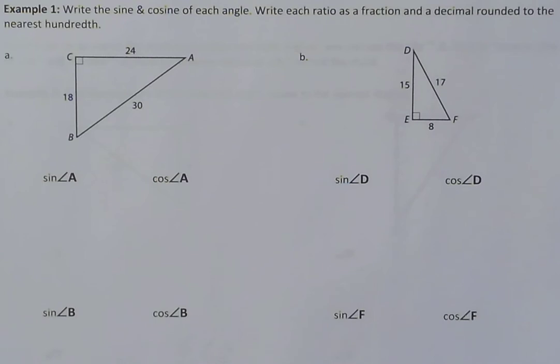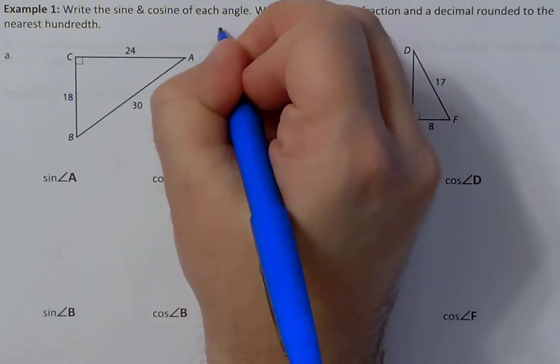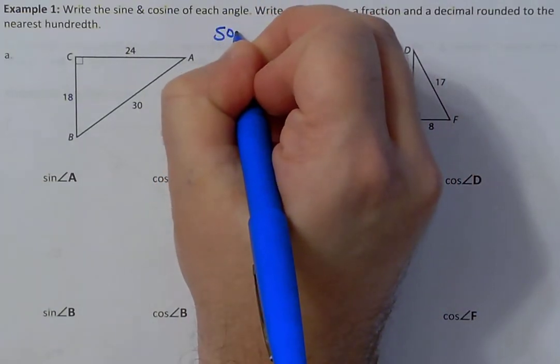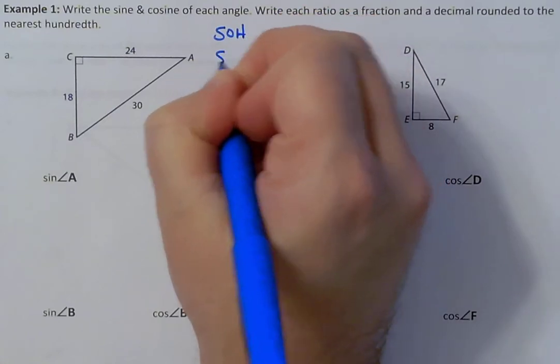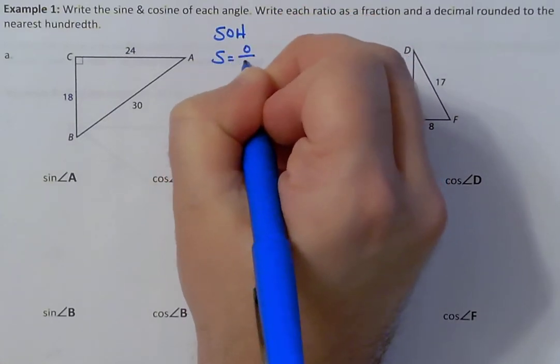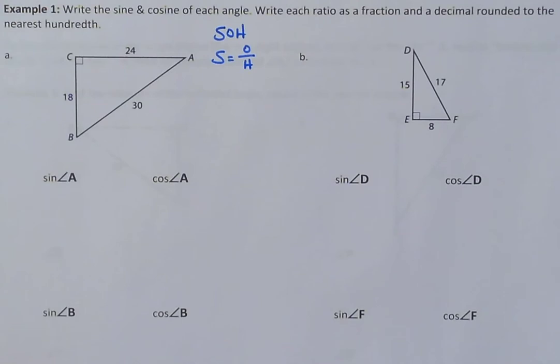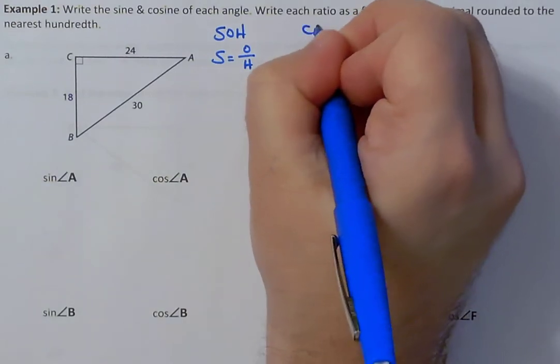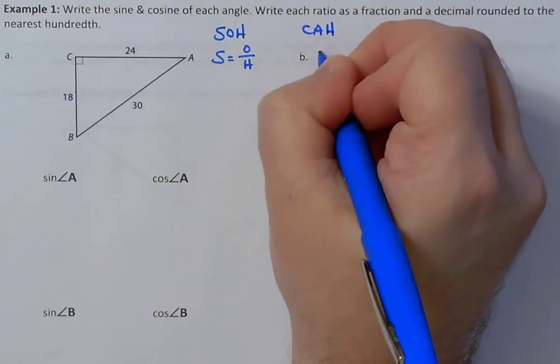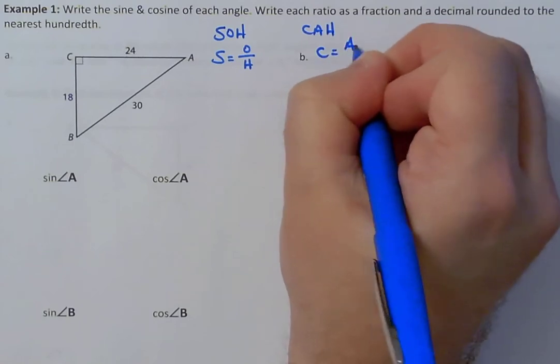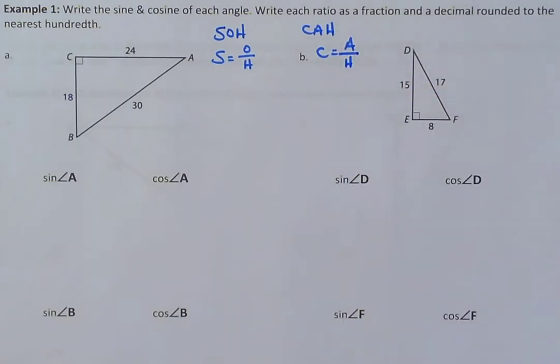Now, because we're talking about sine and cosine, if we're thinking SOHCAHTOA, sine is opposite over hypotenuse, and then for cosine, it is adjacent over hypotenuse.